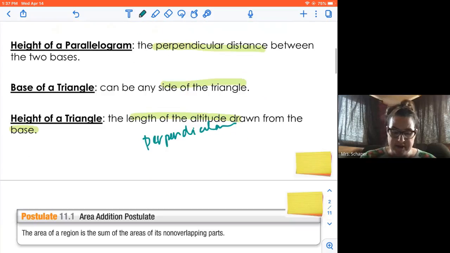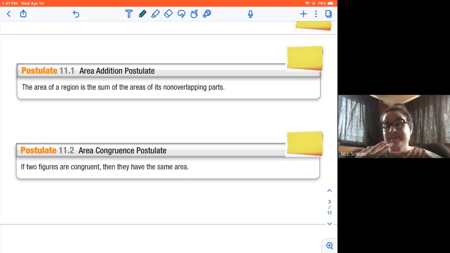A couple of things, the area addition postulate. We've talked about segment addition postulate. We've talked about angle addition postulate. Now we're talking area addition postulate. Basically it means that it's the sum of all the areas that make up the figure, okay? And then the area congruence postulate says if two figures are congruent, they have the same area, because congruent means same shape and same size.